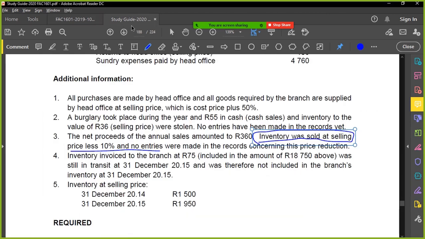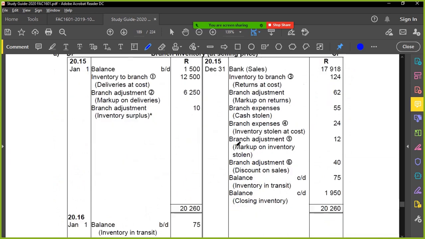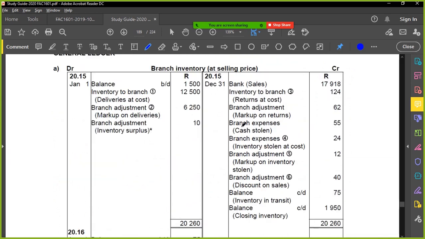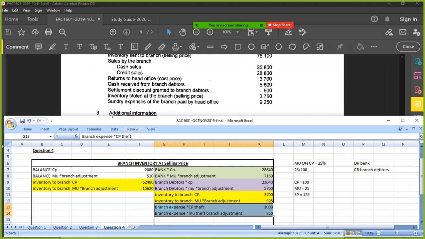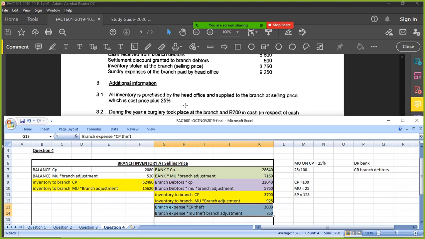Maybe just to contrast that with an example that we've seen before, here. This was stolen stock. There we go: inventory stolen, markup on the stolen stock. Happy with that? Yes. Sundry expenses of the branch paid by head office. If it's paid by head office, you would have debited the sundry expenses or the branch expenses, and then you would have credited the bank. Happy with that? Yes.